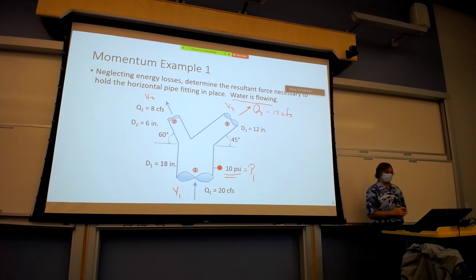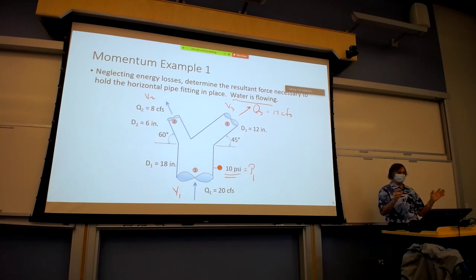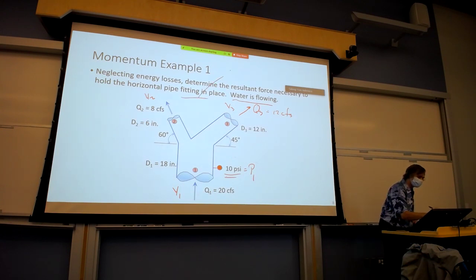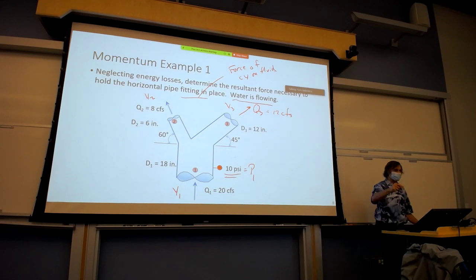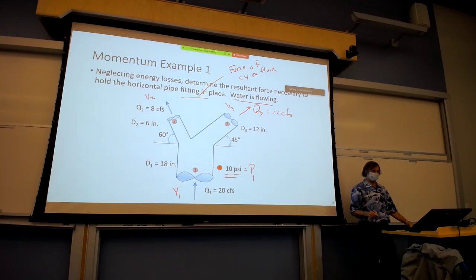So V2 and V3 are obviously not collinear with V1. And then added to that, they're probably not the same magnitude. We'll find that out from continuity. So here's the problem. We want to find the resultant force necessary to hold the pipe fitting in place. So that's basically the force of the CV, the pipe in this case, the line fitting, on the fluid. And remember, that's what comes from the momentum analysis. Body forces, externalities.